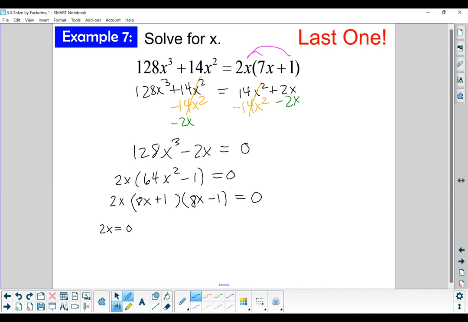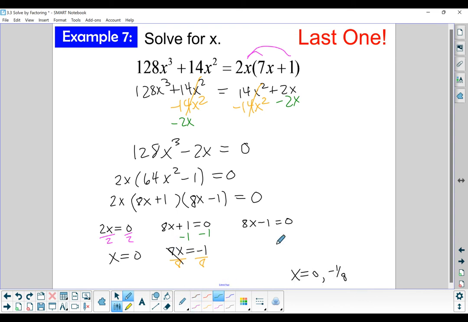Our first factor is 2x equals 0. Our second factor is 8x plus 1, so we're going to set that equal to 0. And our last one, 8x minus 1 equals 0. Those give us our three answers. So for this one, we just need to divide by 2, and we get 0. We're going to subtract 1 here to get 8x equals -1, and then divide by that 8 to get -1/8. And on the last one, we're going to add 1 and then divide by 8. So positive 1/8.